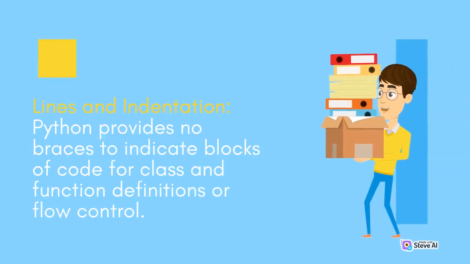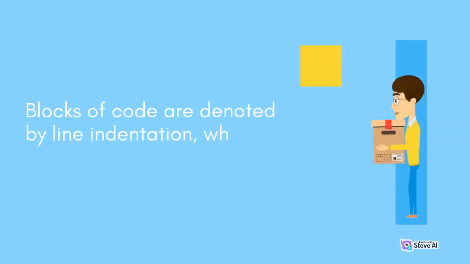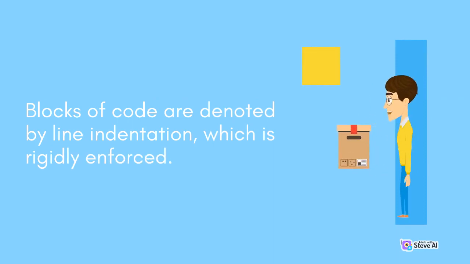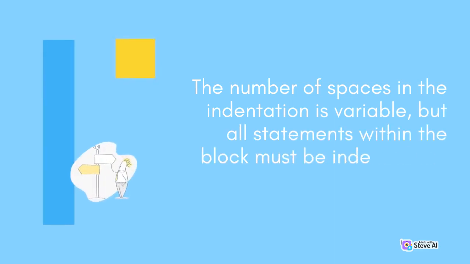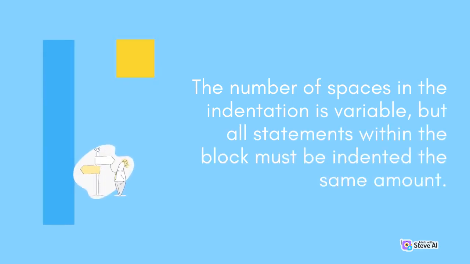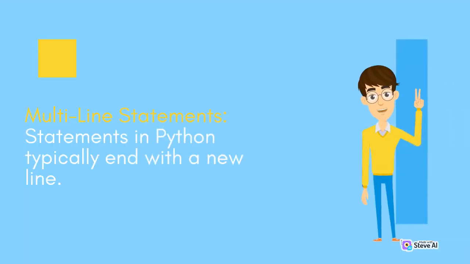Lines and indentation. Python provides no braces to indicate blocks of code for class and function definitions or flow control. Blocks of code are denoted by line indentation, which is rigidly enforced. The number of spaces in the indentation is variable, but all statements within the block must be indented the same amount. For example: if True: print "True" else: print "False".